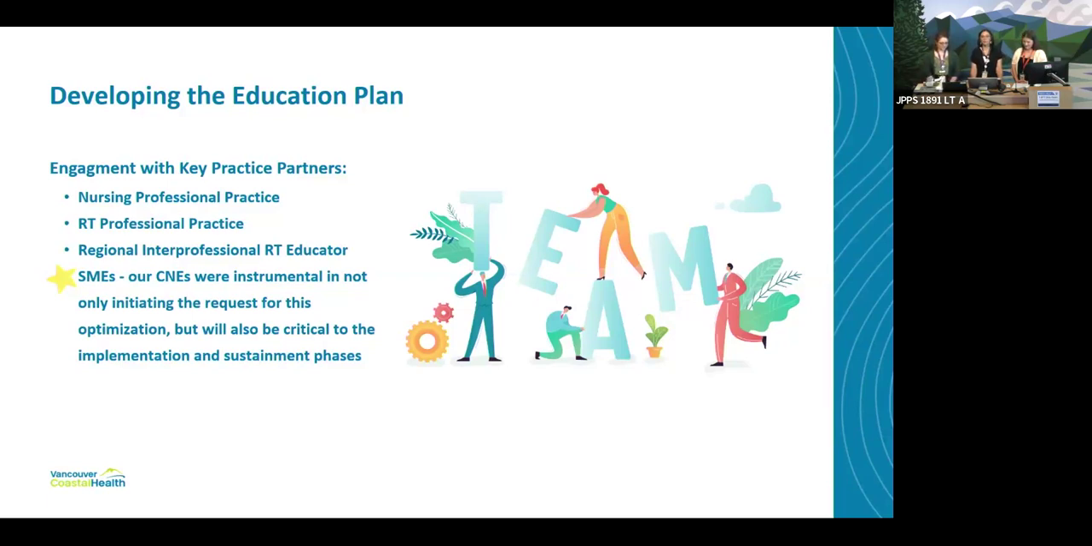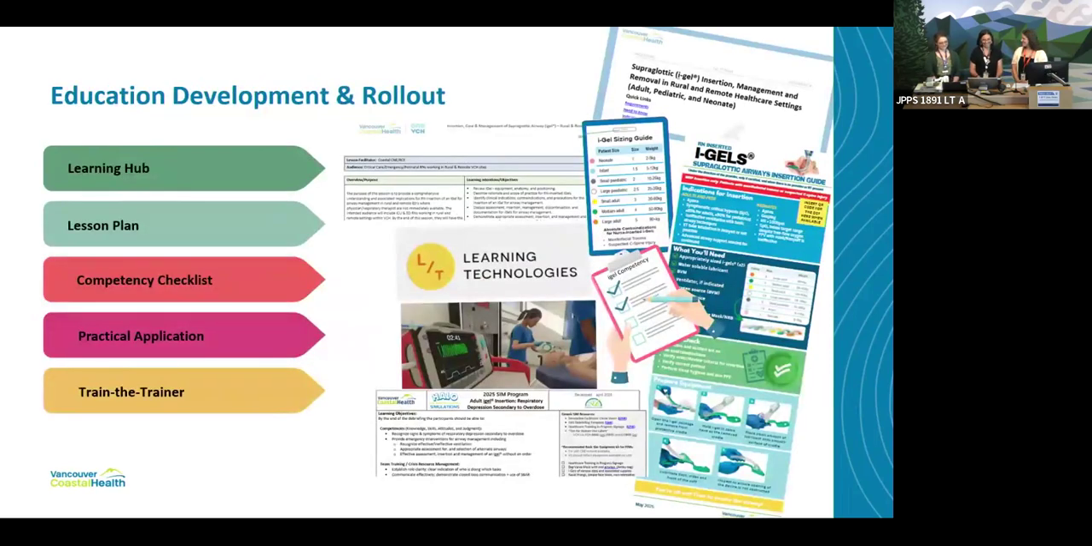And probably most importantly, our subject matter experts, the CNEs, who recognized this as a critical gap in rural and remote patient care and initiated this request for this optimization. They'll be imperative for ongoing education and sustainment phases as practice reaches the point of care staff. Thank you to them in advance.